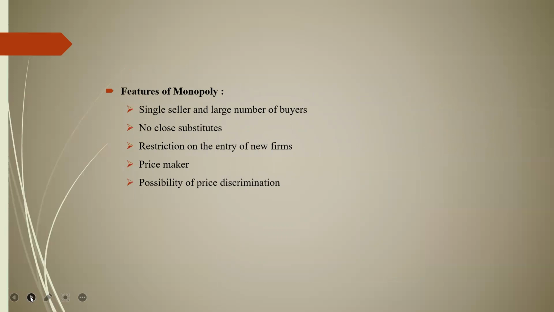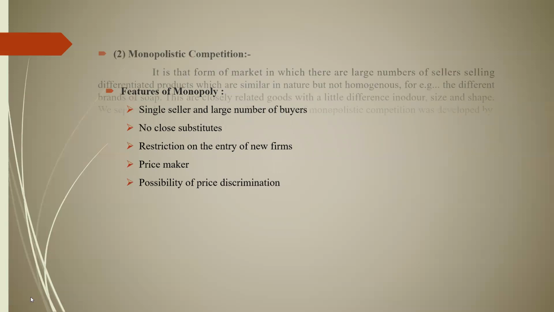Coming to single seller and large number of buyers, under monopoly there is one seller and therefore a firm faces no competition from other firms. There are a large number of buyers, so no single buyer can influence the monopoly price by his action. Under monopoly, there is no close substitute for the product sold by the monopolist. And restrictions on the entry of new firms: under monopoly, new firms cannot enter the industry.